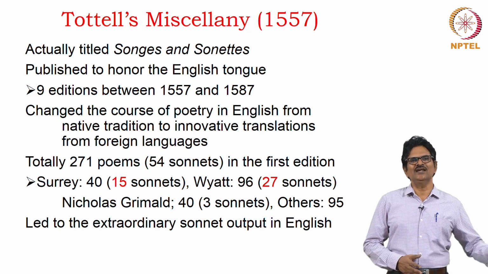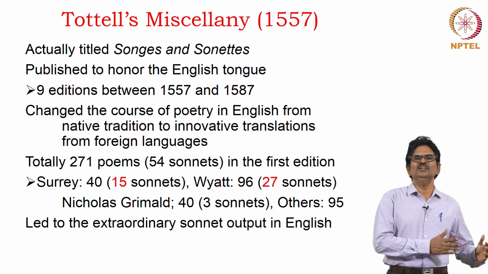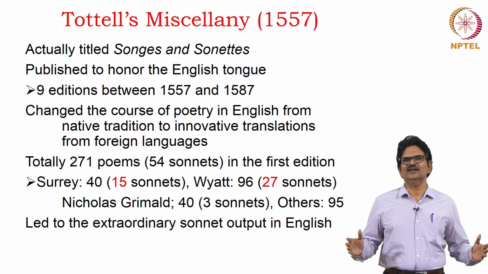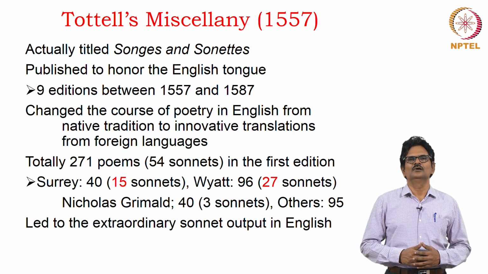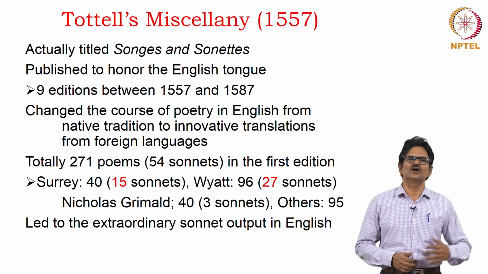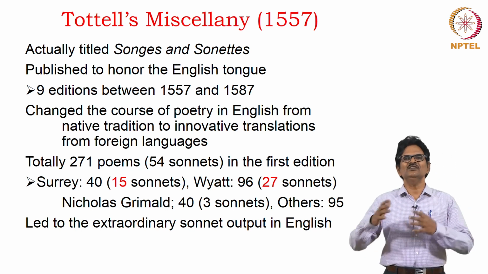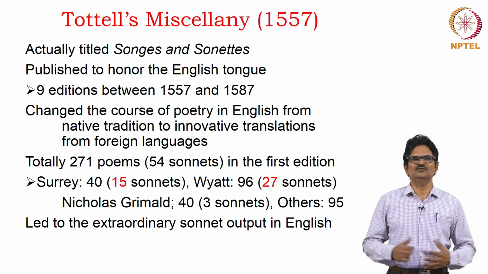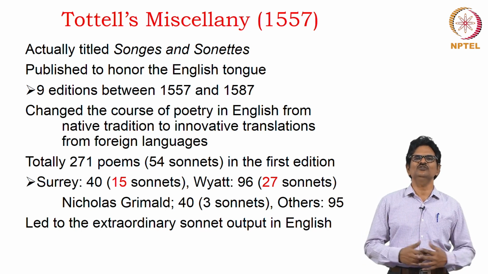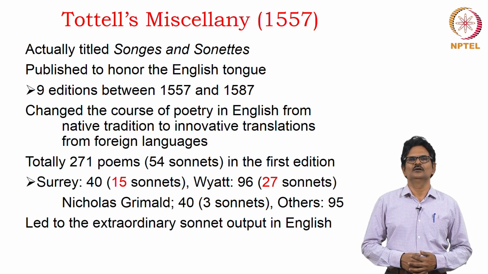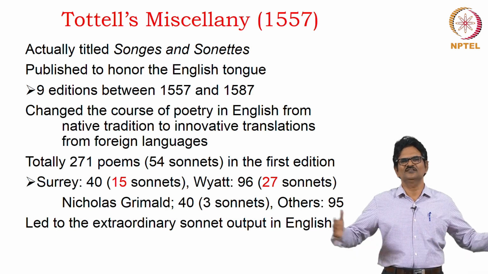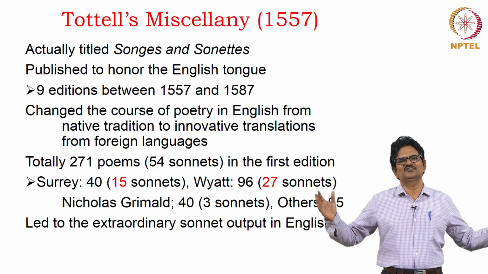It went through 9 editions between 1557 and 1587, in a period of 3 decades. Actually, this book changed the course of poetry in English from native tradition to innovative translations from foreign languages. This anthology had 271 poems in total. 54 of them were sonnets in the first edition. Later on, this edition was expanded.